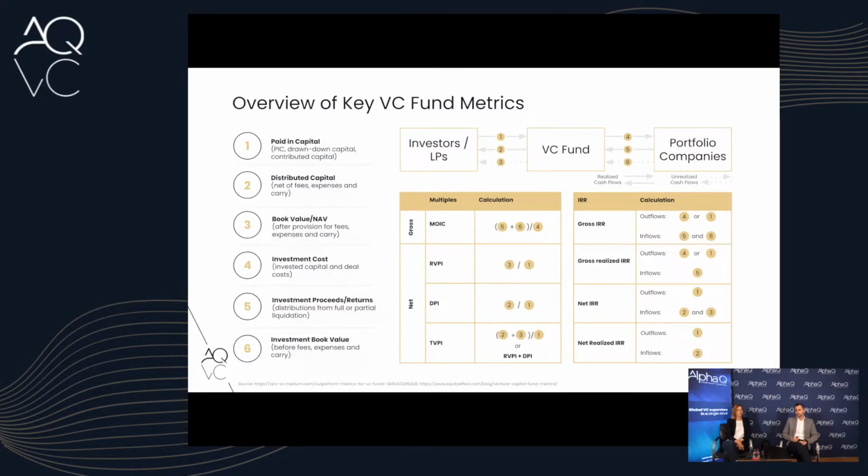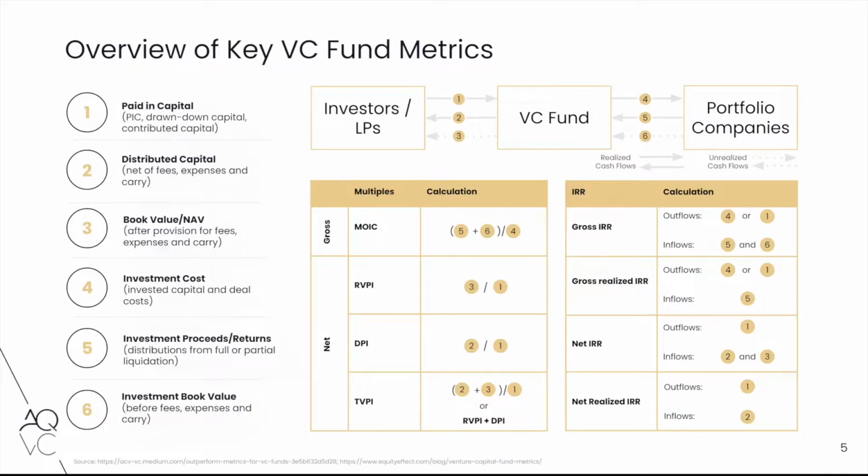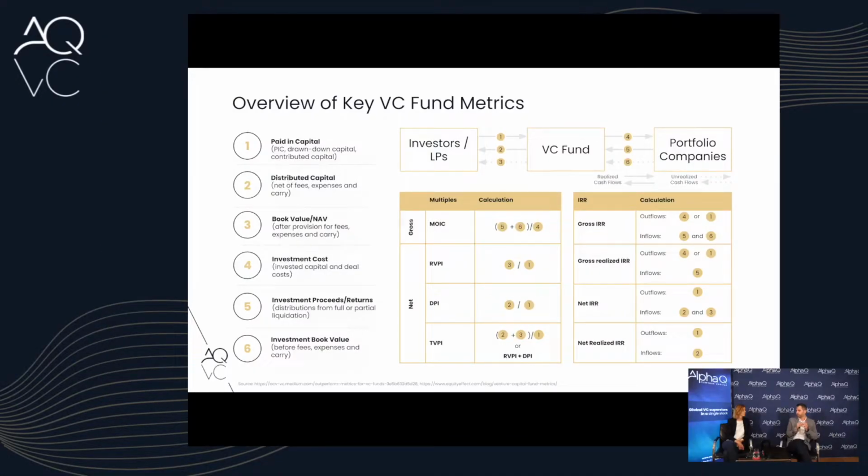Diving a little deeper into the VC fund metrics and how they are calculated, we need to understand 6 very important metrics first. The first metric is the paid-in capital, which is what we call the capital call. It's the money being transferred from the LP's bank account into the VC fund's bank account. The second metric is the distributed capital, which is the money flowing the opposite way, the distributions flowing from the VC fund's bank account into the LP's or the investor's bank account.